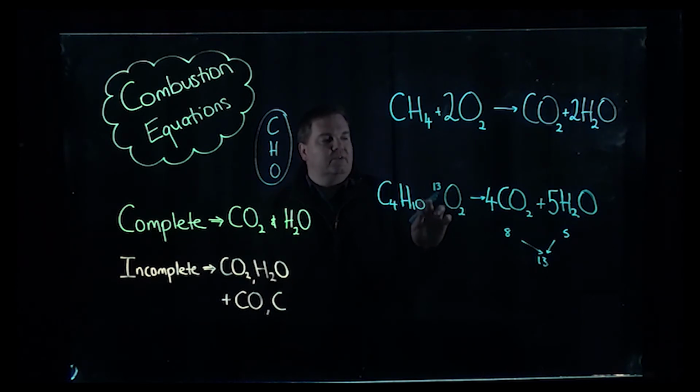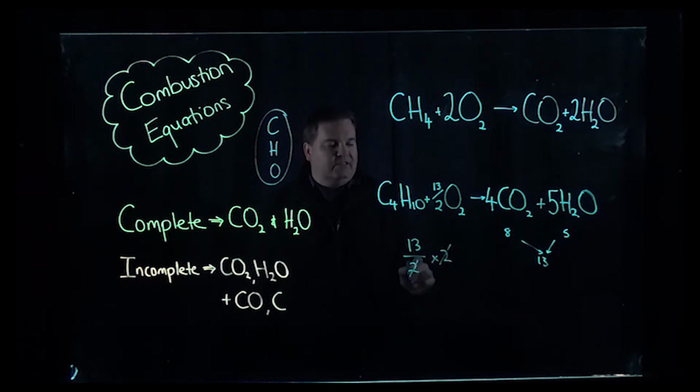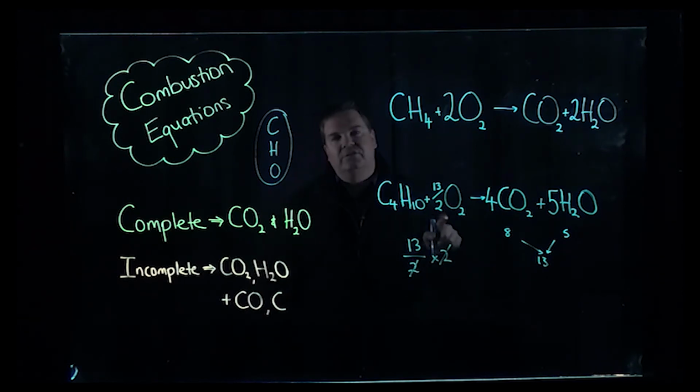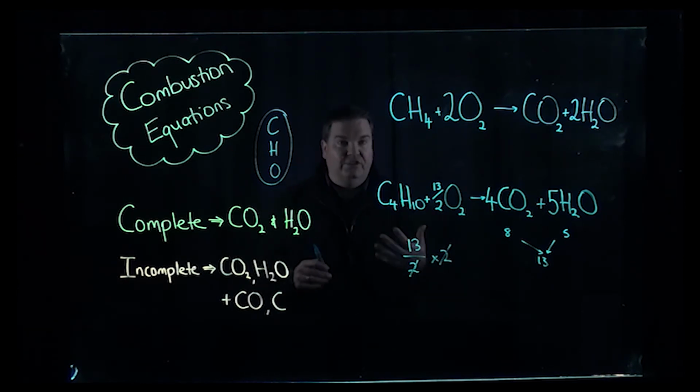I'll try and make this a little bit clearer, sorry. You put a 13 there, and then you just put it over 2, because 13 over 2 times 2, those will cancel out, and you'll just be left with your 13 oxygens that you want. So balancing using fractions out the front of your oxygen is much simpler in combustion reactions and saves you a lot of time, so I suggest you do that.